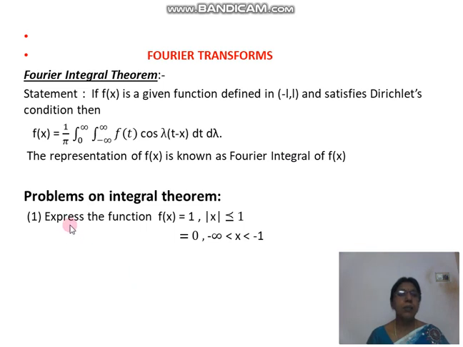See the first problem. Express the function f of x is equal to 1 for mod x less than or equal to 1, is equal to 0 for minus infinity less than x less than minus 1. See here, from minus infinity to minus 1 the function value is 0. Mod x less than or equal to 1 means x lies between minus 1 to plus 1. Modulus means plus or minus x. So mod x less than or equal to 1 means minus 1 less than x less than 1.